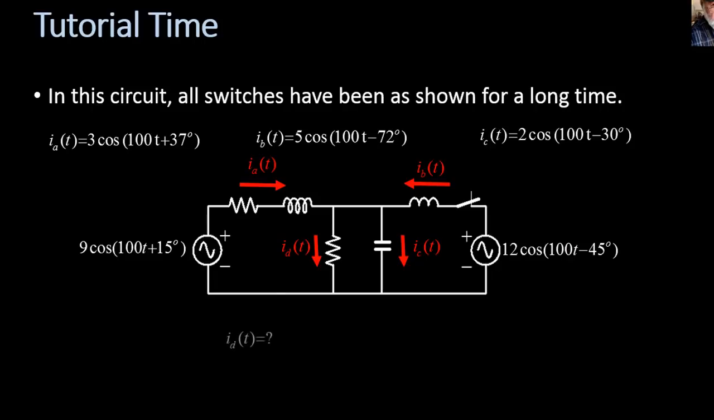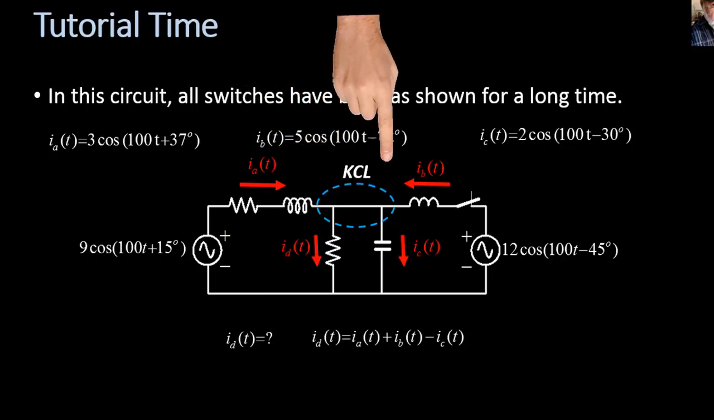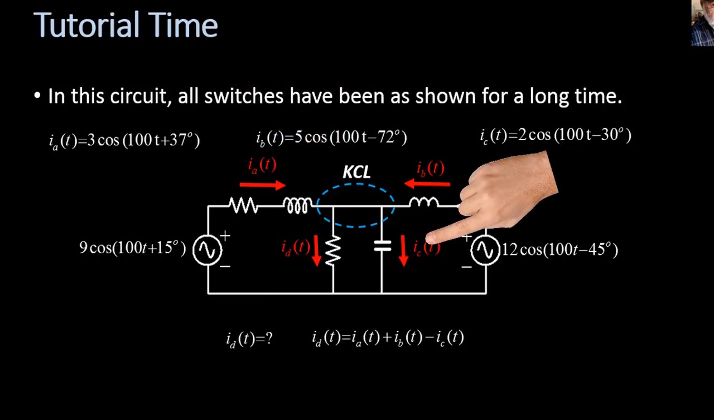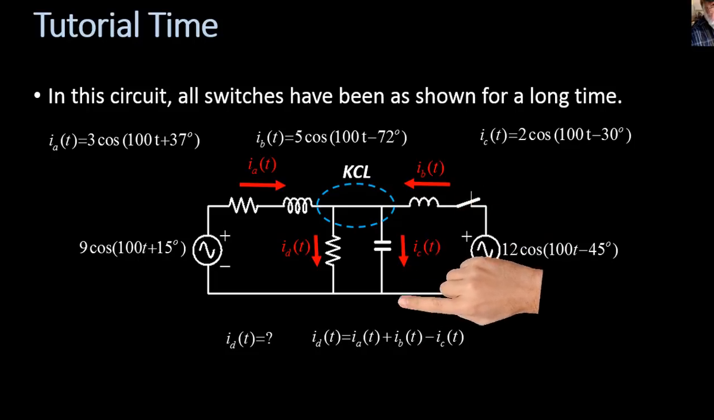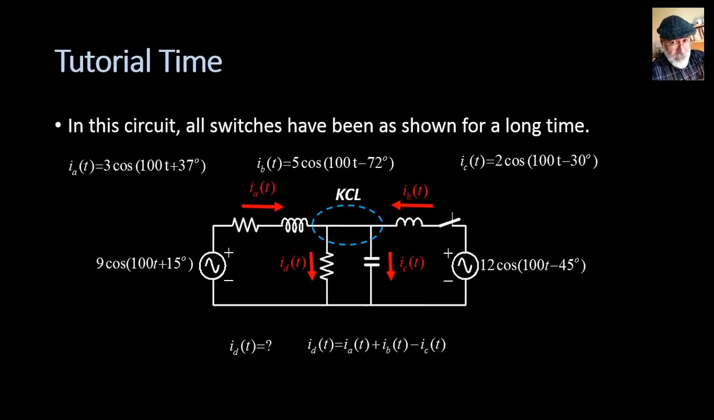The question is, who is ID? How do I find it? KCL at the top node. This way, ID is IA plus IB minus IC. If these were constant numbers, that would be a piece of cake. But with sinusoidal functions of time, that can be laborious, right?